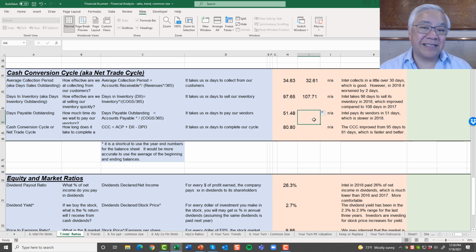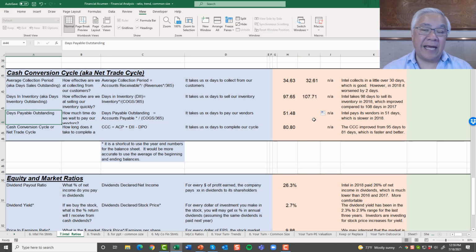Oh, I guess that 97 doesn't look so bad. So it seems like a long time, over 3 months to sell our inventory, but it was worse before, because we went from 107 days to 97 days, an improvement of 10 days. Again, little numbers make big differences with big companies. So that's substantial and worthy of patting on the back.